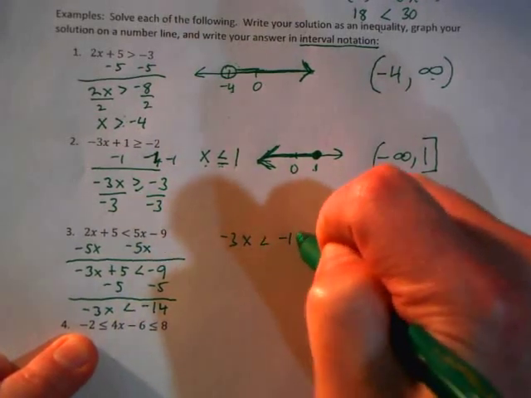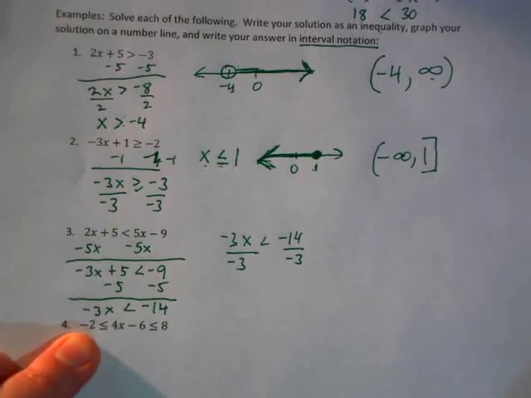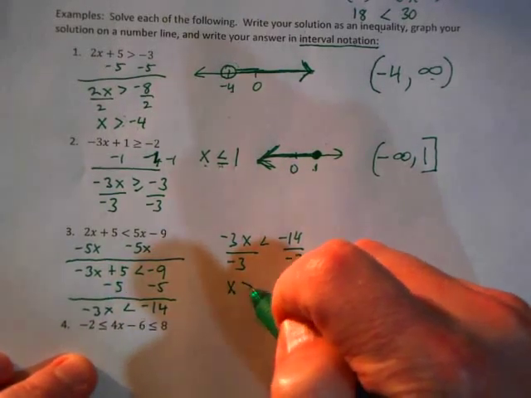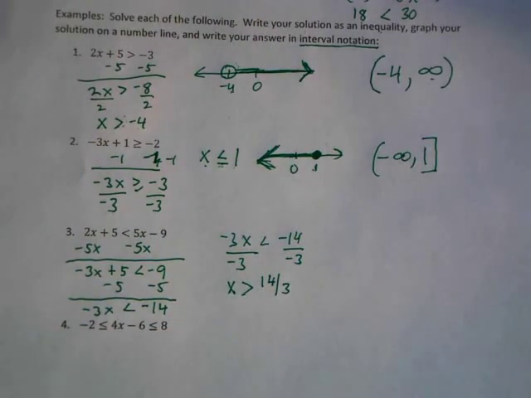Divide by negative 3. And again, I'm dividing by a negative number, so I flip my symbol. X greater than 14/3. And like I said before, we're going to leave our answer here in fraction form. Please don't convert to decimals. Leave it as a fraction. It's fine.